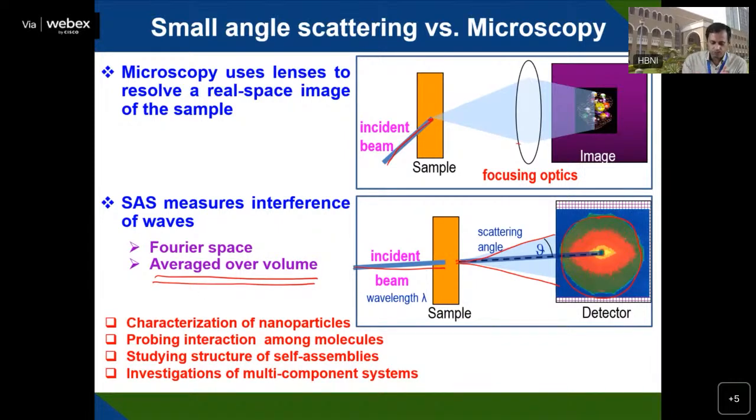It's mainly used for characterization of nanoparticles, like nanoparticles of size from 1 nanometer to 100 nanometer. In that range, you are able to get the size determination. Also, you can study the interaction among molecules, like a nanoparticle or a protein: the interaction among themselves, within the particles, as well as with another particle. Those information you can get, and you can study the structure of shell parsing.